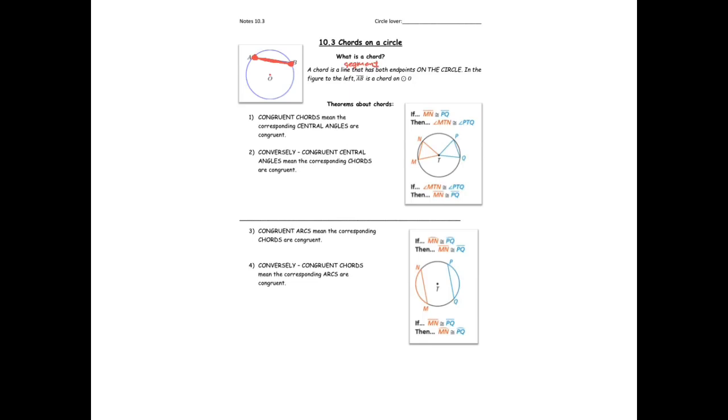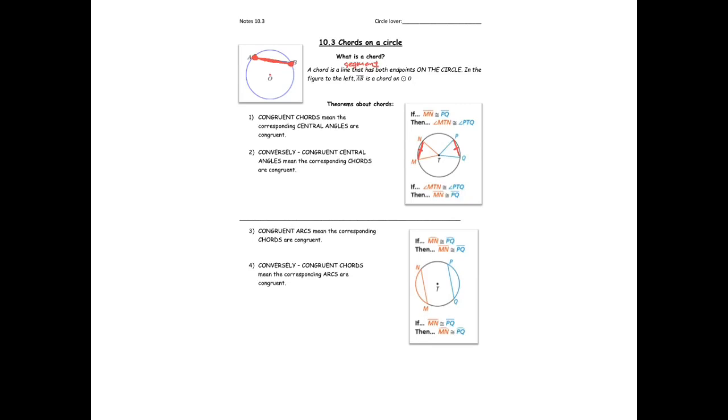Now there's three things that we're going to learn about chords. And the very first thing is congruent chords. So let's look at chord NM right here and chord PQ. And let's say that those two are congruent. So we'll put our little tick marks there to show that they're congruent chords. So if the chords are congruent, then a bunch of fun things happen.